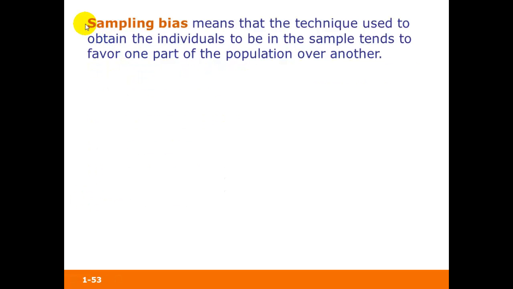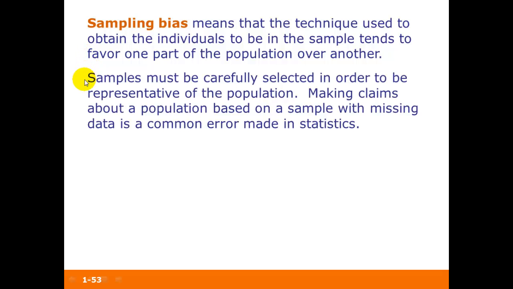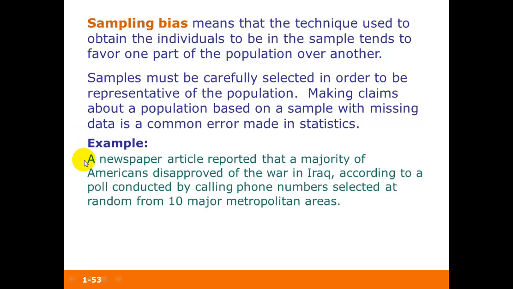Sampling bias means that the technique used to obtain the individuals to be in the sample tends to favor one part of the population over another. So this is something that was wrong with your sampling method. Samples have to be carefully selected in order to get something that's representative of the population. Making claims about a population based on a sample with missing data is a common error made in statistics. Here's an example. A newspaper article reported that a majority of Americans disapproved of the war in Iraq, according to a poll conducted by calling phone numbers selected at random from 10 major metropolitan areas.